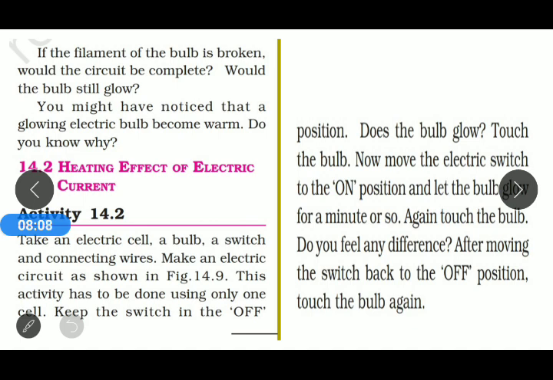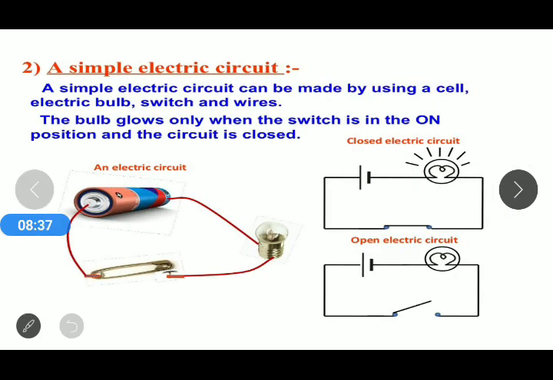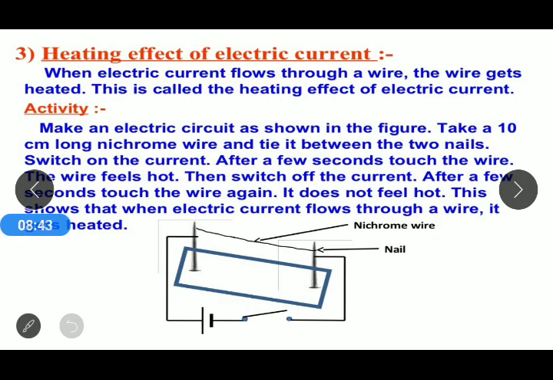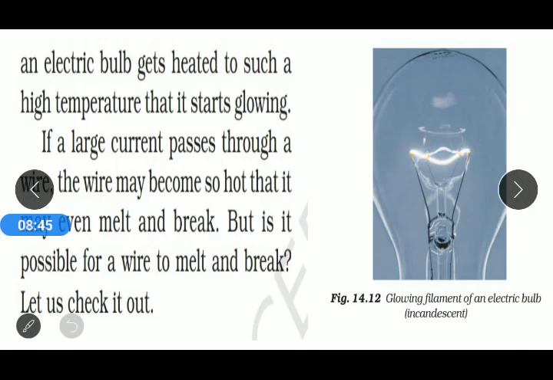Now there is a question given to us: if the filament of the bulb is broken, would the circuit be completed? Would the bulb still glow? The answer is that if in any case the filament of the bulb is broken, then that circuit is not considered to be completed, because in that case the bulb cannot glow. The mid part of the electrical bulb is known to be the filament.